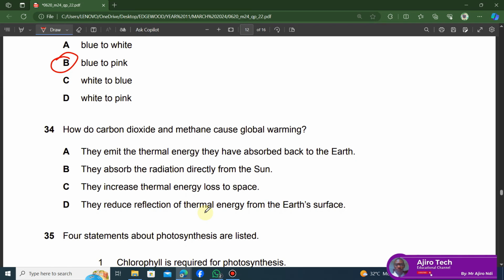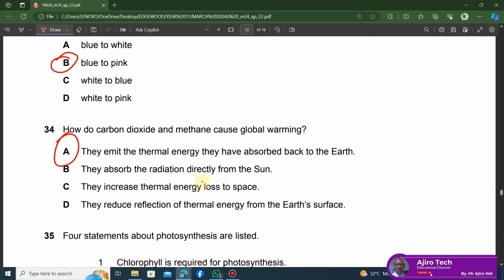Okay, how do carbon dioxide and methane cause global warming? All right, they absorb thermal energy from the sun. They reflect the thermal energy from the sun. Okay, and then they emit the thermal energy they have absorbed back to the earth, and that is what makes option A correct.